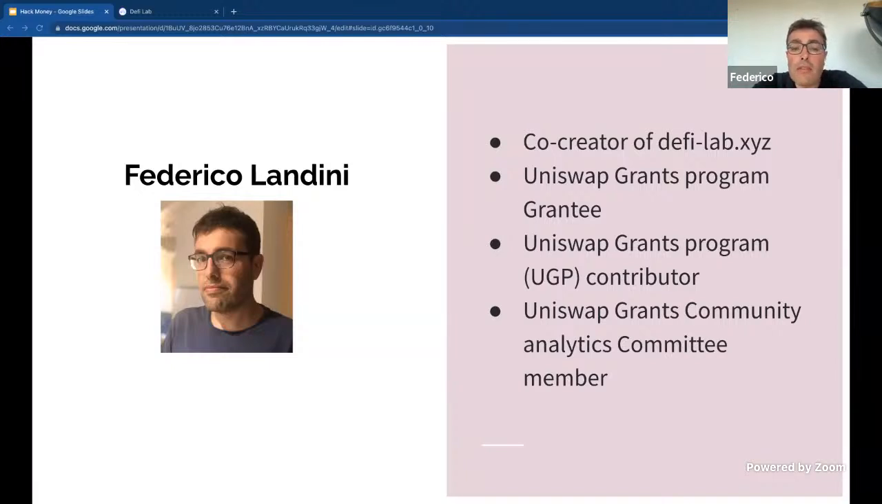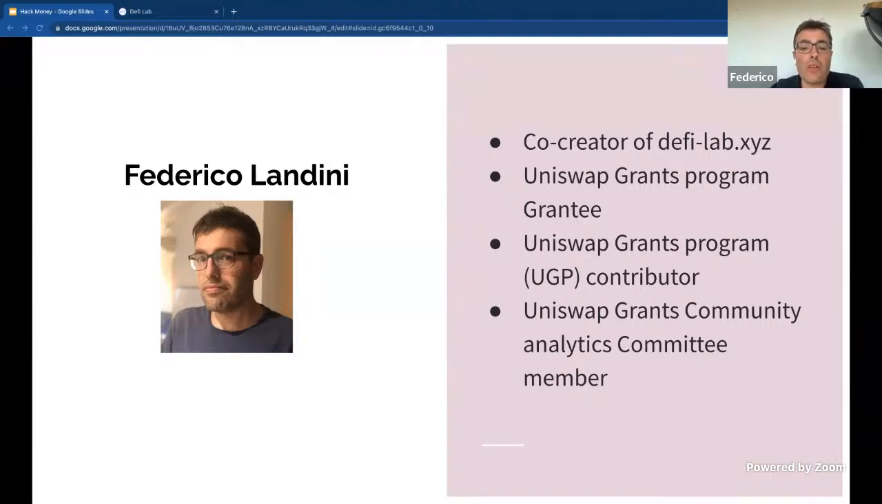We received a grant from the Uniswap Grants Program to develop this tool, and the grant also included a research part to investigate ways to backtest Uniswap V3 strategies. And I will introduce you to the results of this research in just a few minutes.